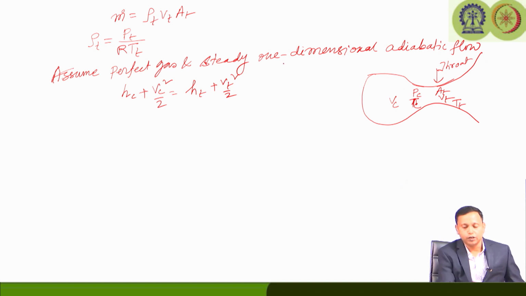Considering steady one dimensional adiabatic flow, we can simply write H c plus V c square by 2 equal to H t plus V t square by 2. We can take out the V c part because this is almost negligible. So, we eventually get H c equal to H t plus V t square by 2. What about H c? You can write it in terms of C p into T c equal to C p into T t plus V t square by 2.